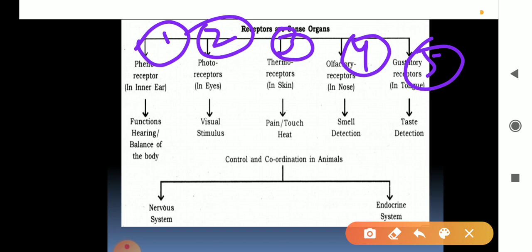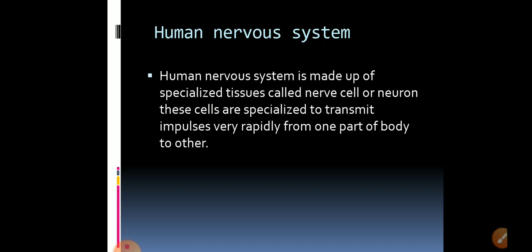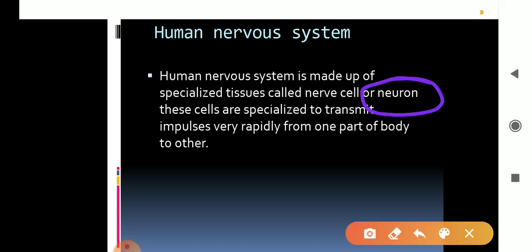Okay. Now next is control and coordination in animals. As I told you earlier, also in the previous slide, it was the nervous system and endocrine system. These are the two systems. They coordinate together and control all the activities which take place in the body. Okay, now in your syllabus it is the human nervous system. Then we will study about the human nervous system. The human nervous system is made up of specialized cells which are called neurons. These cells are specialized to transmit impulses very rapidly in the form of electric impulses from the sense organs to the brain, and brain to the target organ, right?